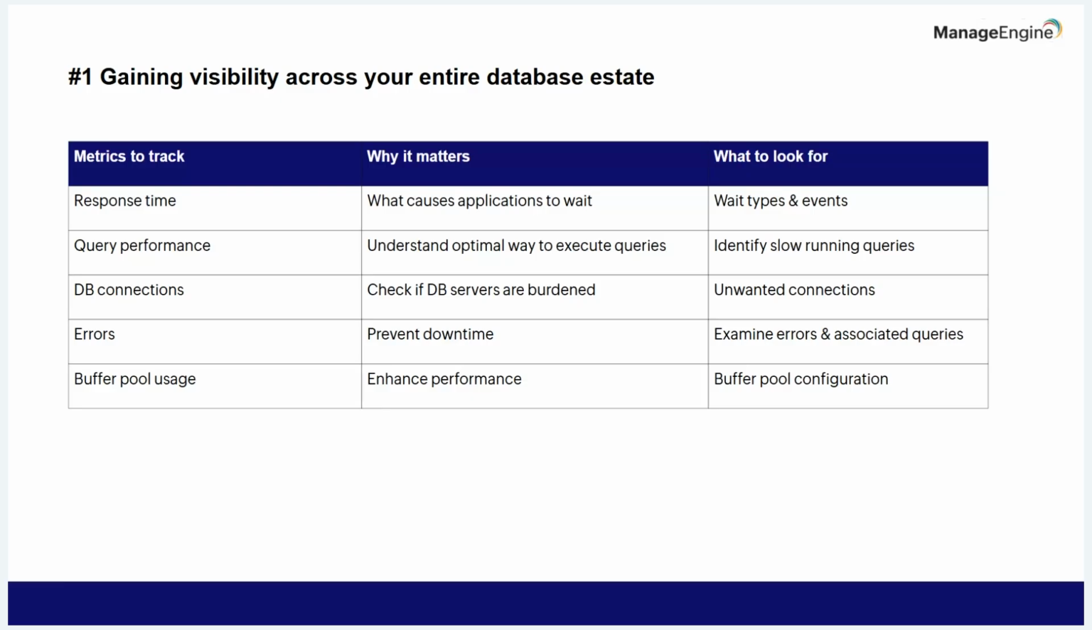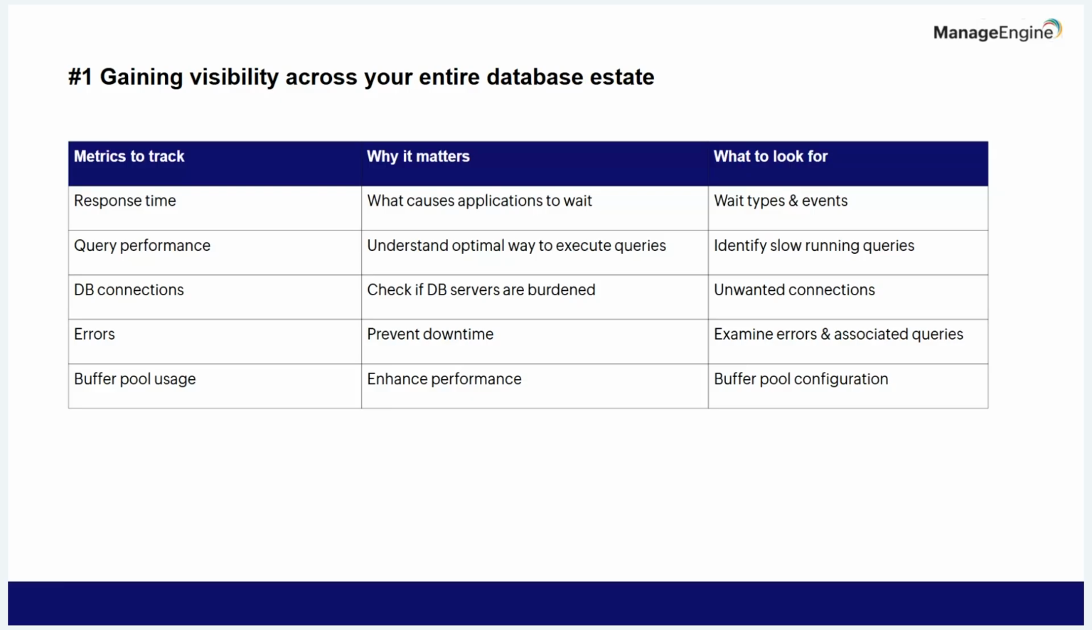Until and unless we know the execution time, or the average execution time on the database it's running, we'll be unable to isolate the problem or fine tune the query. So we need to identify the slow running queries first and fix them. For database connections, we need to always check whether the DB servers have n number of connections, and we have the privilege to terminate those connections, which can fine tune your database and increase efficiency as well.